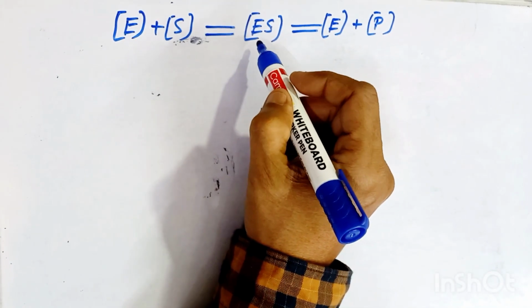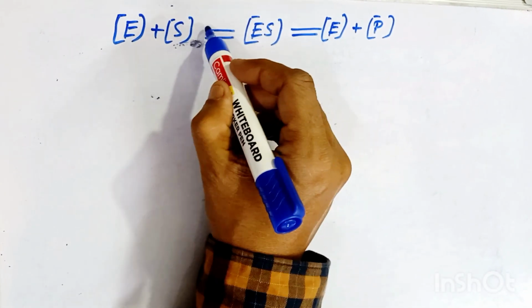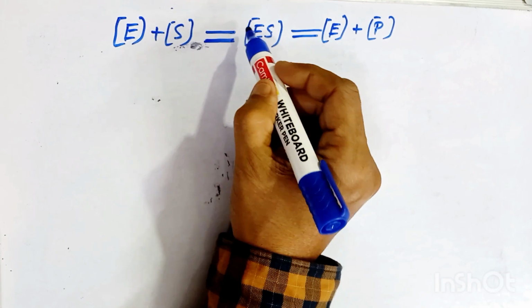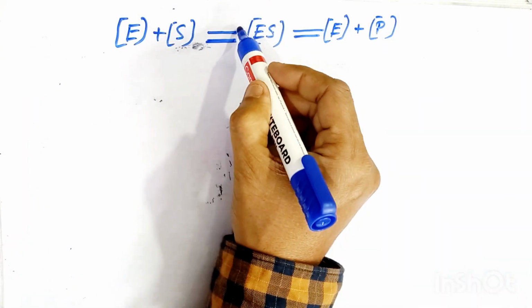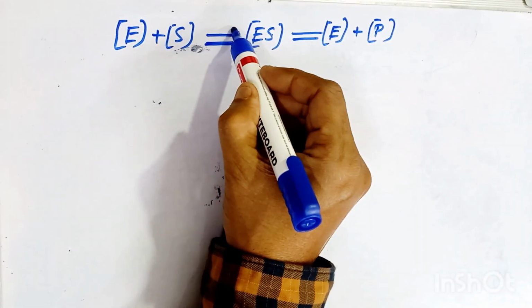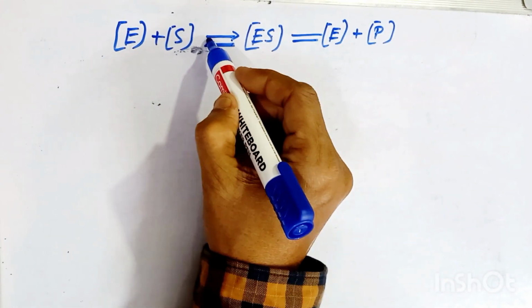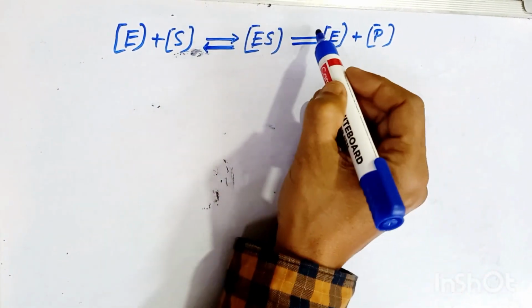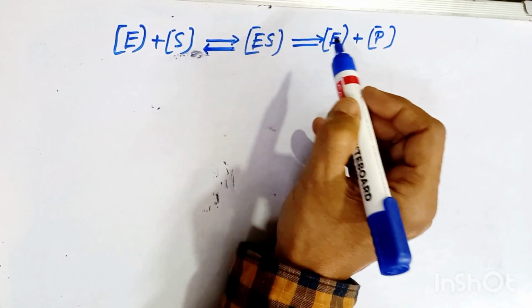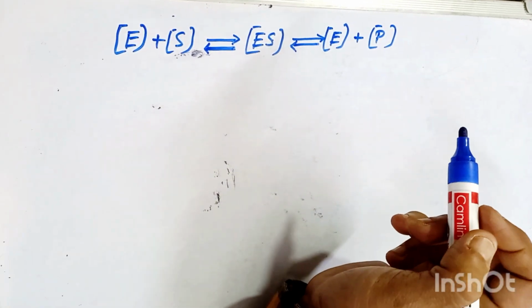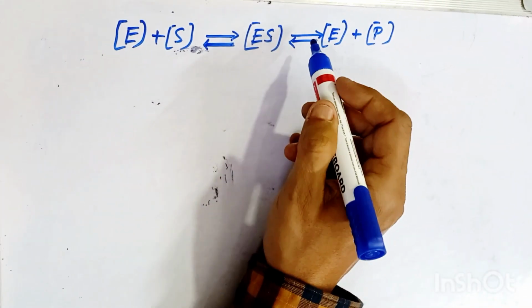Now I have given an equal to sign here. Why do I give that? So this is a forward reaction and this is the backward reaction. This is the forward reaction for the second reaction and this is the backward reaction for the second reaction.